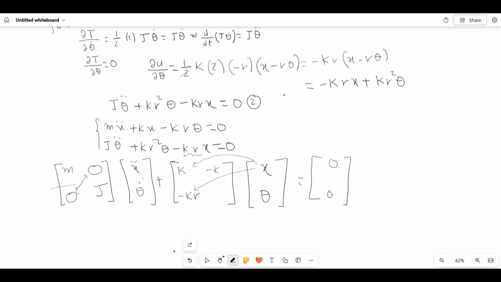Now, at equation 2 here, do we have any displacement with theta? Yes, which is k r square. And remember what I said. These two expressions should be the same when you are doing this differential equation. If they are not, you are making a mistake.